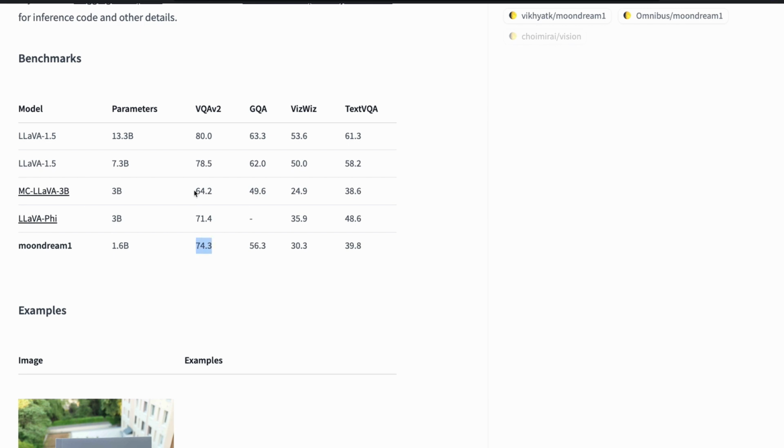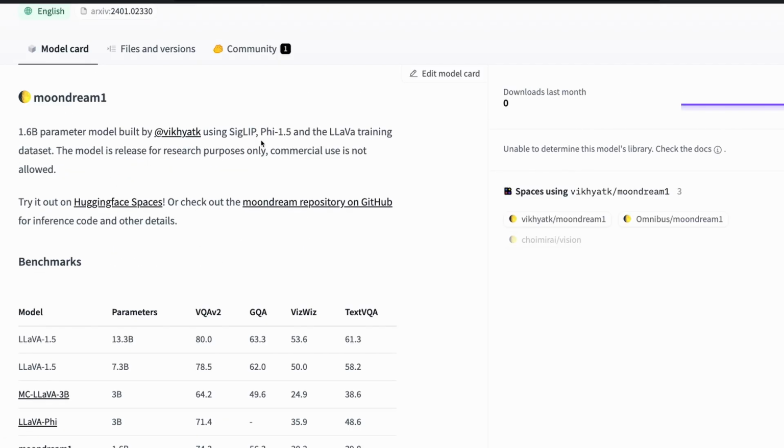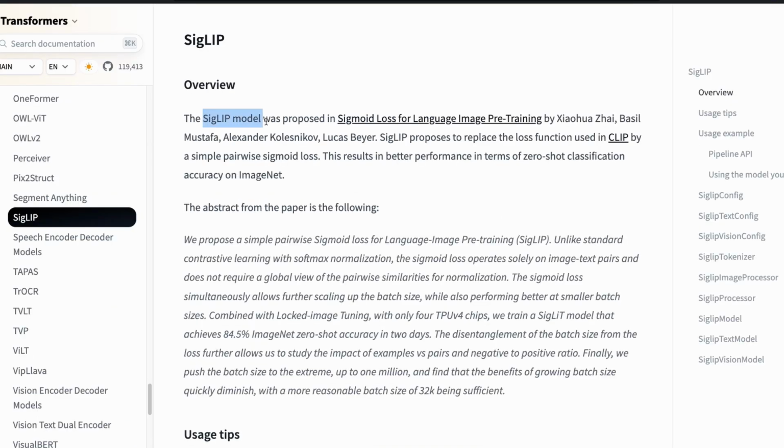Despite being a 1.6 billion parameter model, you can see very well that this model has scored pretty decent on a lot of vision based benchmarks. For example, this model is better than LLaVa 5, which is kind of the recipe for this model also. It uses SigLIP, first of all. What is SigLIP? SigLIP stands for Sigmoid Loss for Language Image Pre-Training.